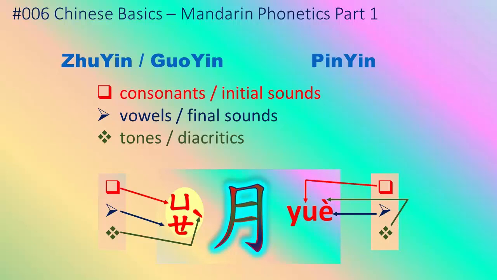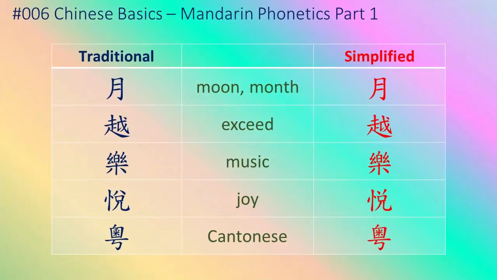I know that at this point, most of you would be thinking, since there are these phonetics, why do we need to know the Chinese characters? And here's the answer. If we just base on the pronunciation yue, there are several Chinese characters that would be pronounced the same way. Here are a few examples. Yue is the same pronunciation for month, moon, exceed, music, joy, and Cantonese.